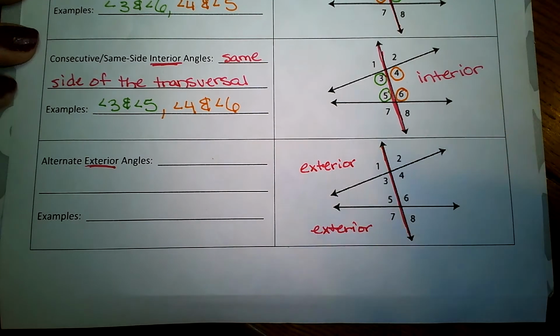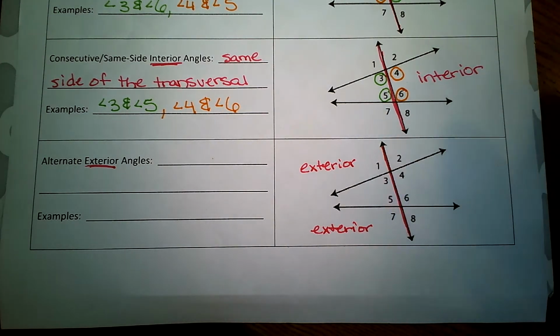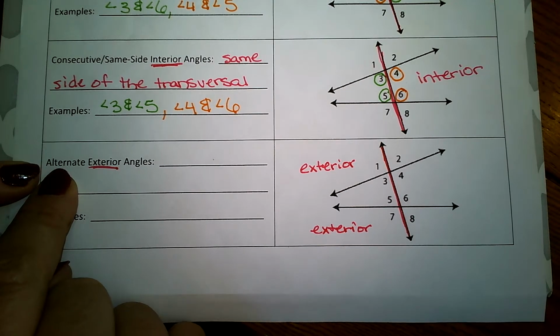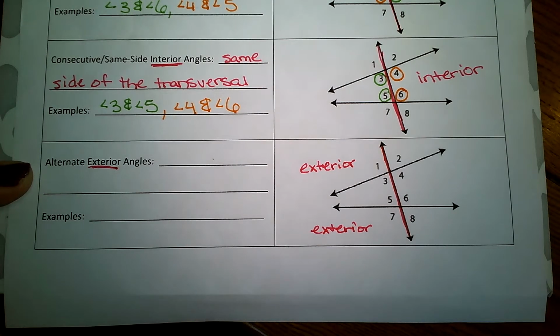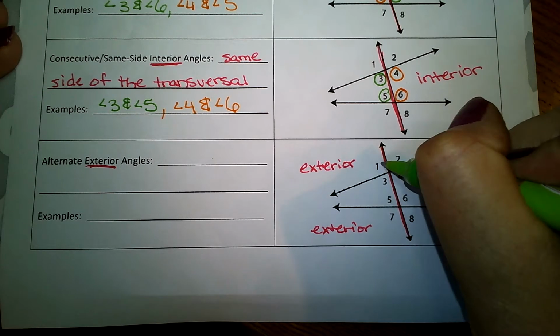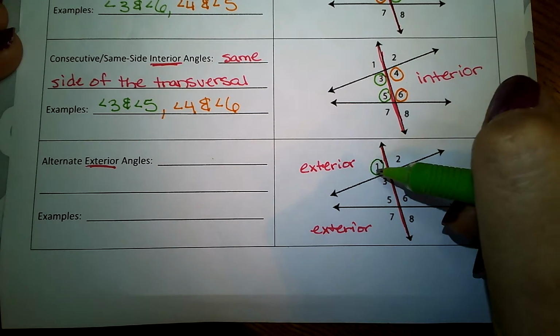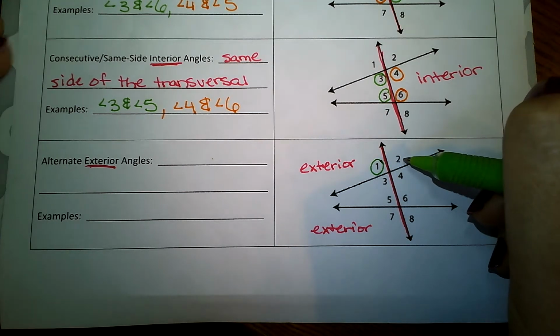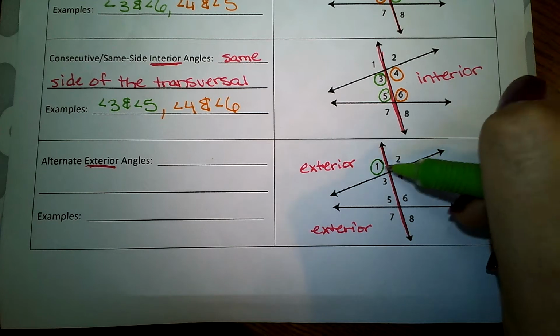Okay, so we are talking about angles 1, 2, 7, and 8 as exterior angles. Now, if we go back to understand what the word alternate means, to alternate means to go across, to jump back and forth. So if I start with angle 1 as an exterior angle, to alternate would be to go across the line. Now I'm pointing at angle 2, but that is not an alternate exterior. Angle 1 and angle 2 already have a relationship. They are called a linear pair.